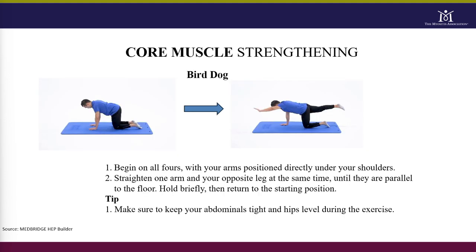The next one is called the bird dog, which is a progression of the previous exercise. You straighten one arm and your opposite leg at the same time. Again, this takes a lot of stability in your pelvis to do, so make sure that your abdominals are tight and your hips are level during the exercise.